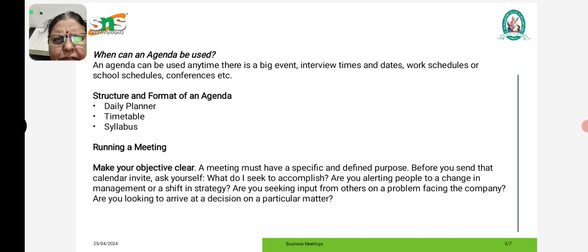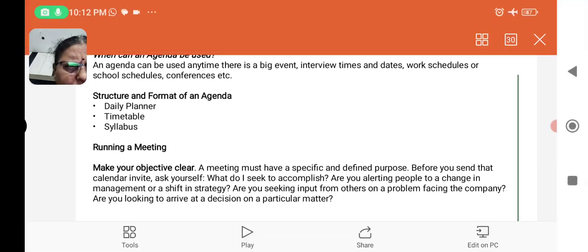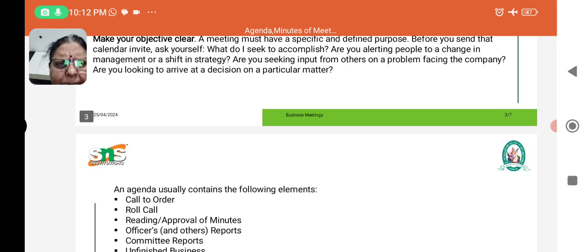So, timings of a meeting. Make your objective clear. A meeting must have a specific and defined purpose. Before you send that calendar invite, ask yourself, what do I seek to accomplish? Are you alerting people to a change in the management or a shift in strategy? Are you seeking input from others on a problem facing the company? Are you looking to arrive at a decision on a particular matter?